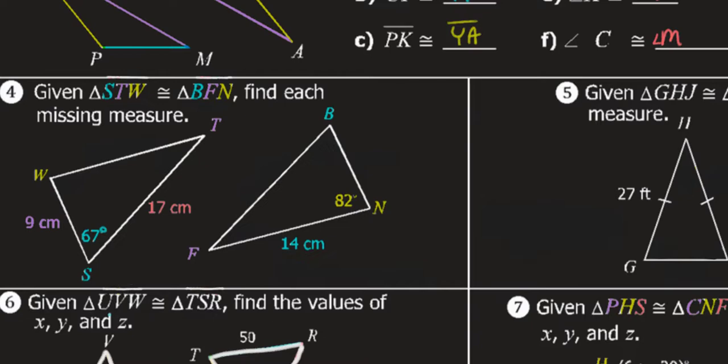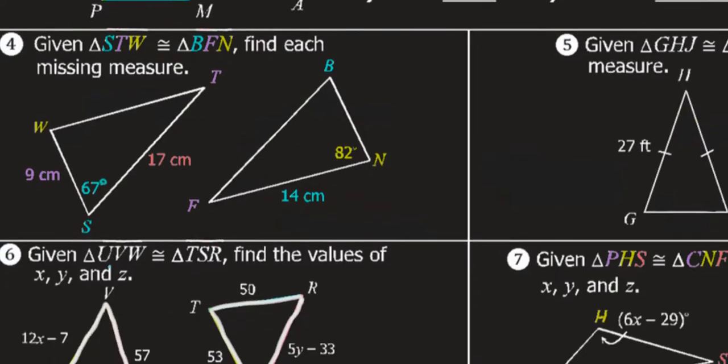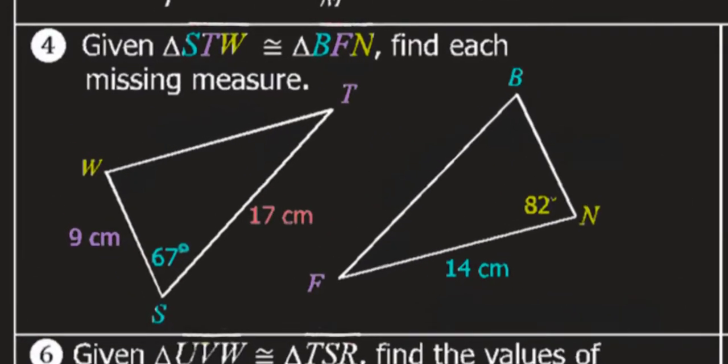We can use these relationships to solve for unknown measures. Example 4. Angle S corresponds to angle B. Angle S is 67 degrees, angle B is 67 degrees. Angle N equals 82, angle W equals 82. To find the missing angle, we can use the triangle sum theorem. 180 minus 67 minus 82 equals 31. The remaining two angles are 31 degrees.